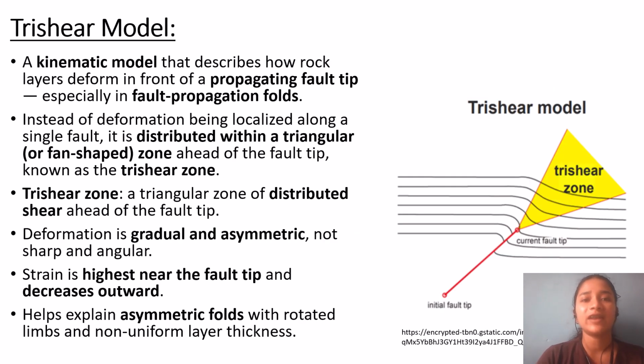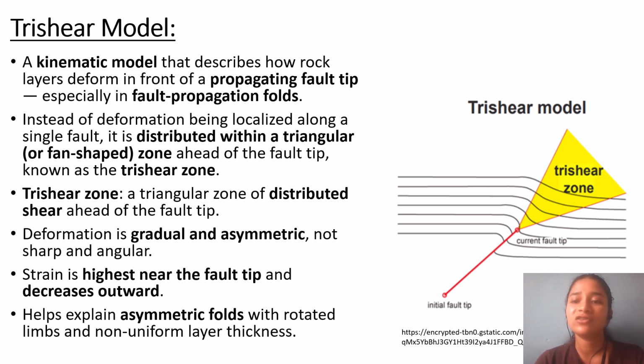Now coming to the tri-shear model. This is another kinematic model used to describe how rock layers deform ahead of a propagating fault tip, particularly in fault propagation folds. Rather than all the deformation happening straightly along the fault plane, here the strain is distributed within a triangular zone. It is called the tri-shear zone.